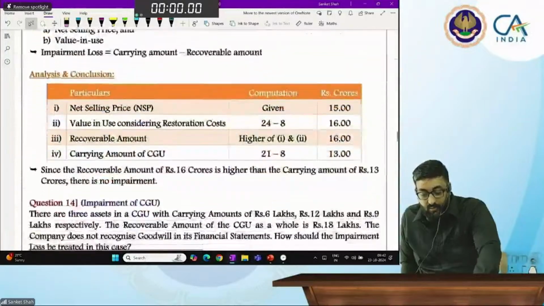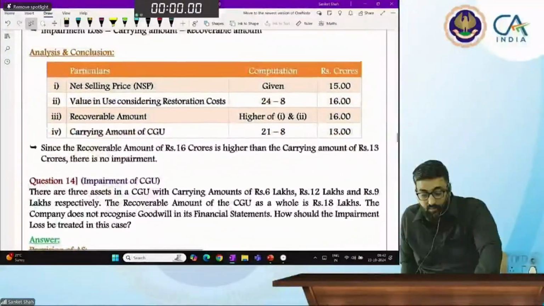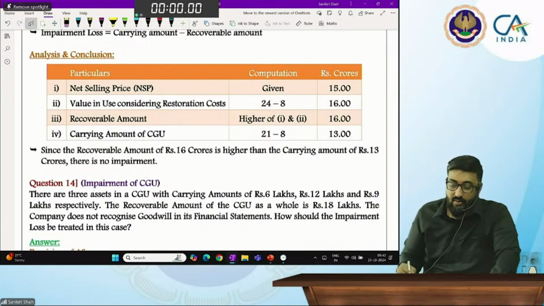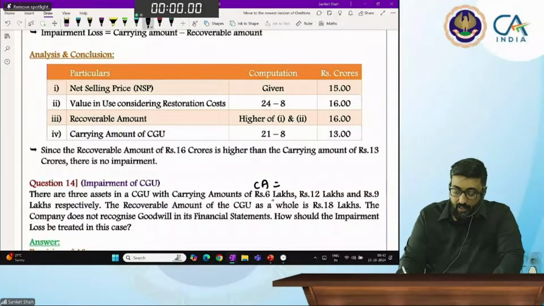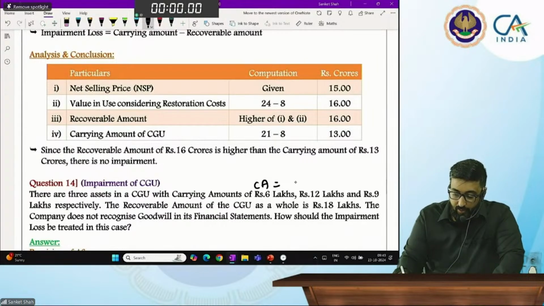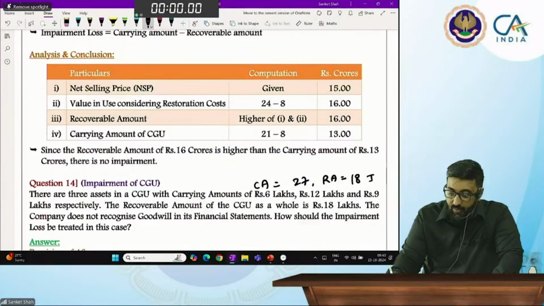Easy? Yes, sir. Now see, 14 number. There are 3 assets in a CGU with carrying amounts of 6 lakh, 12 lakh, and 9 lakh respectively. The recoverable amount of CGU as a whole is 18 lakh. Now what is the carrying amount of this CGU? Carrying amount is 6, 12, and 9. Tell me the total, no? 12, 21, 27. 27. And what is the recoverable amount of CGU? 18 lakhs. So what is the impairment loss of CGU?